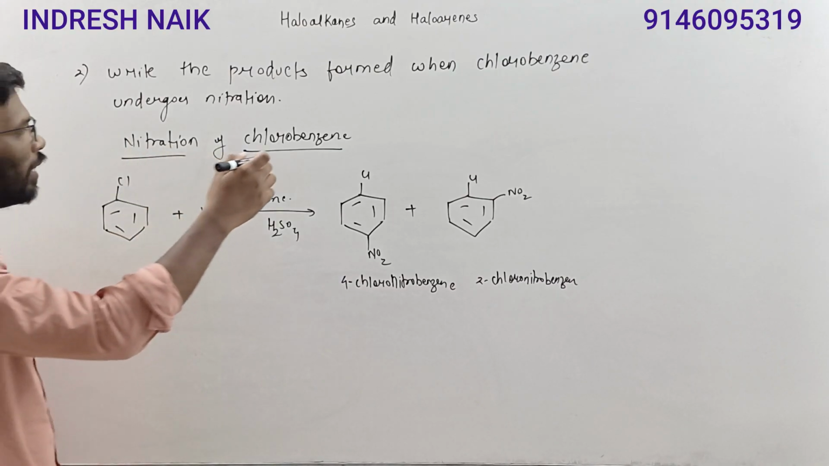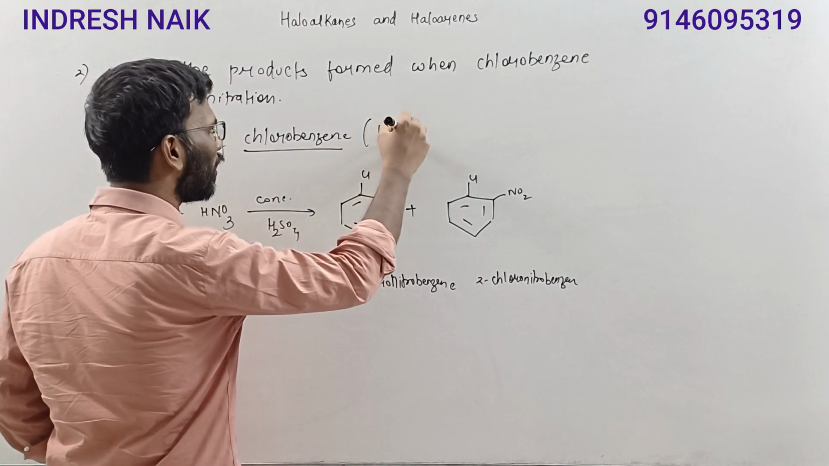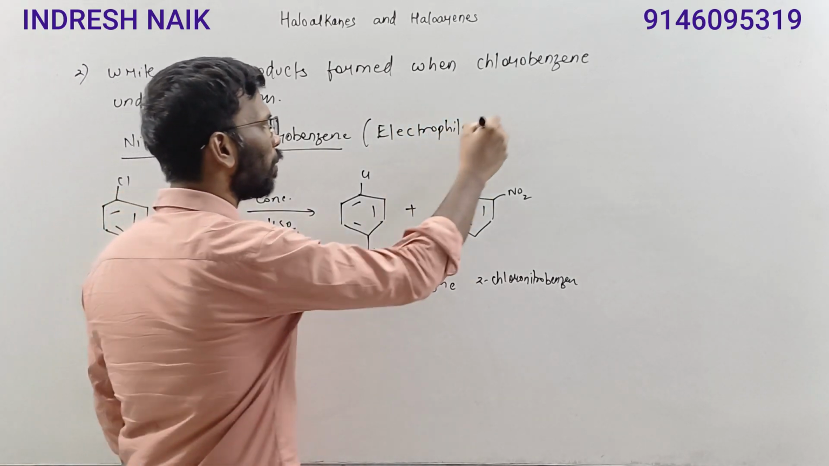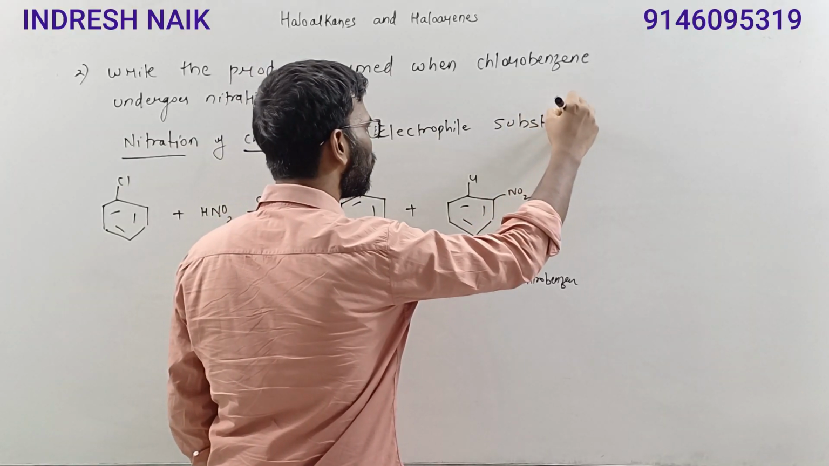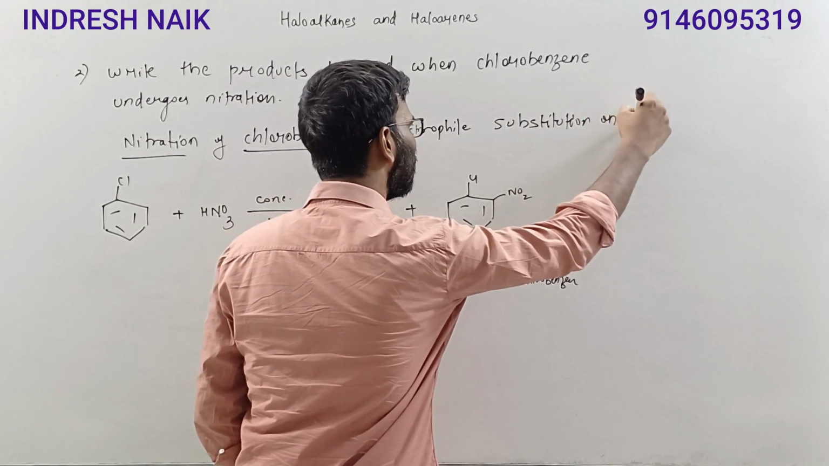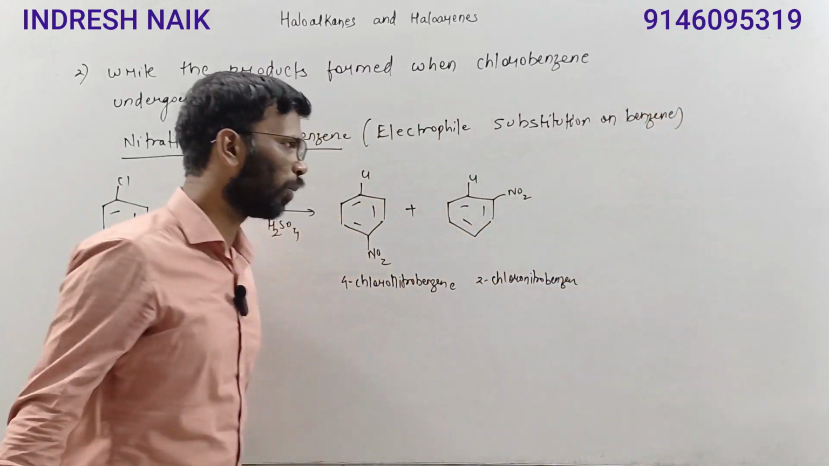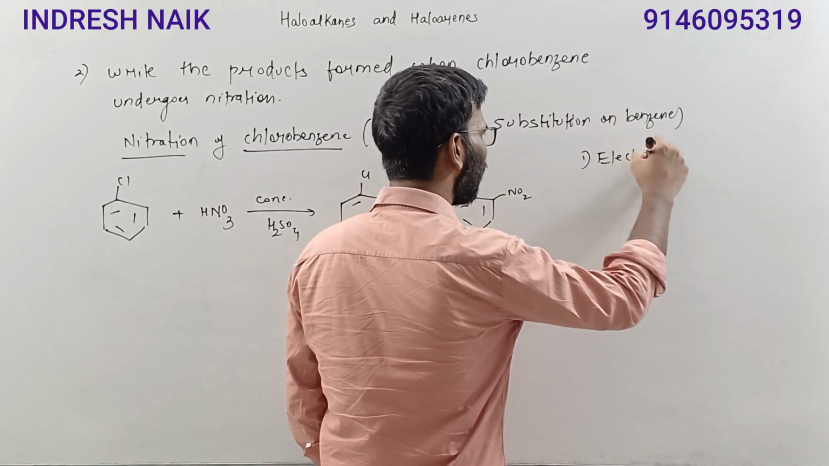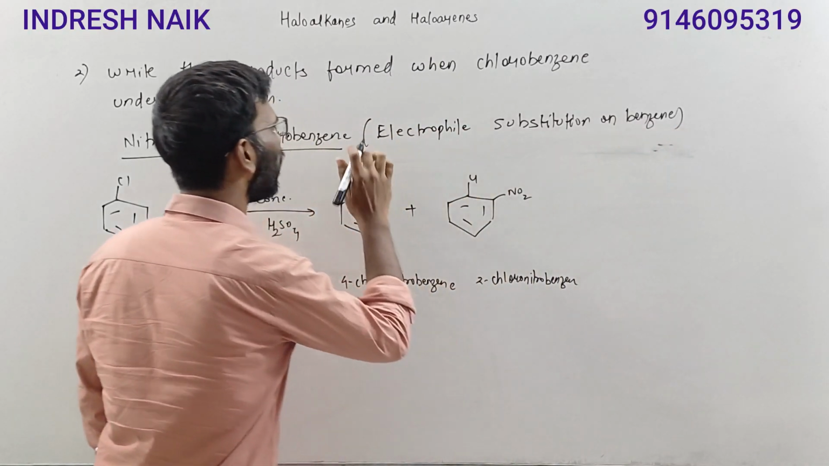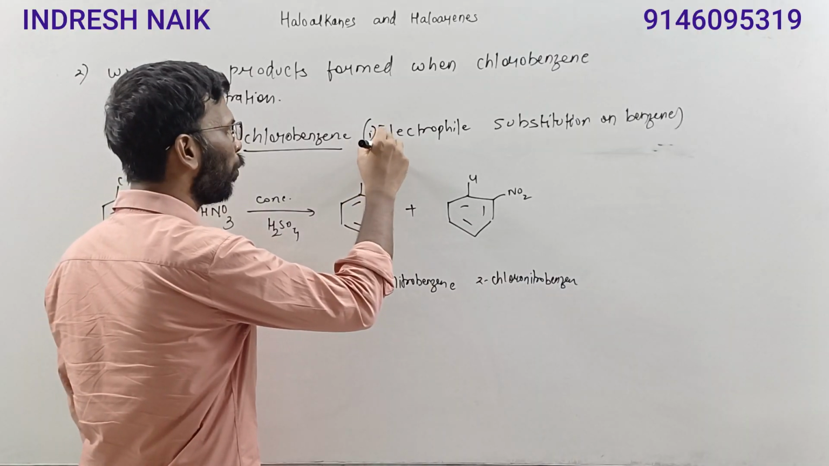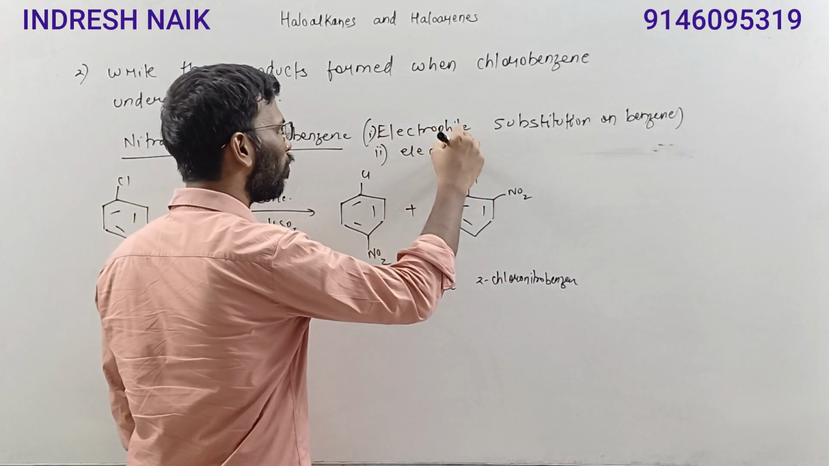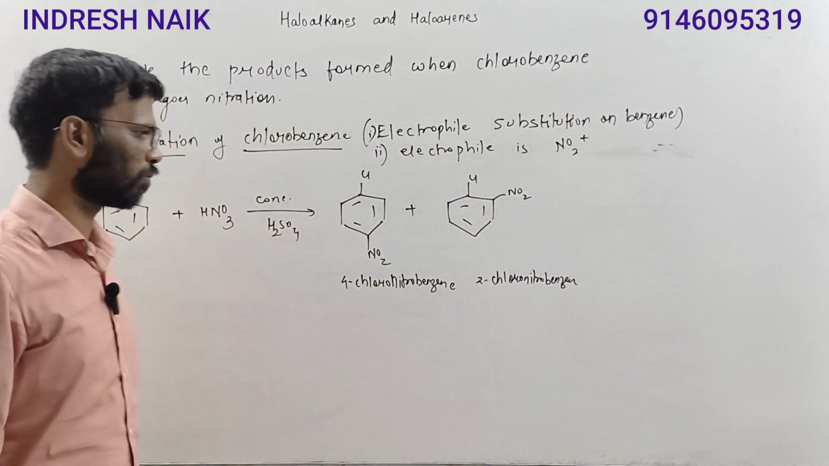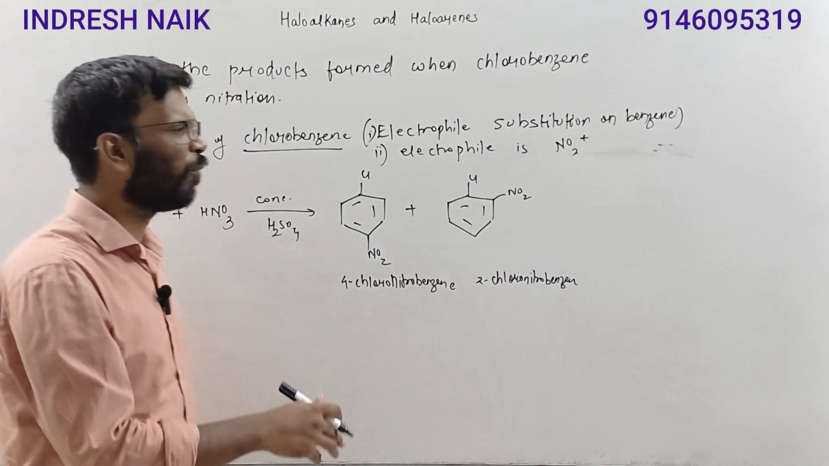Now over here again, electrophile means what? Electron deficient. This is also electrophilic substitution on benzene. Now what is the electrophile? You can consider this as the first point about this reaction. The second point is the electrophile. The electrophile is NO2 plus.